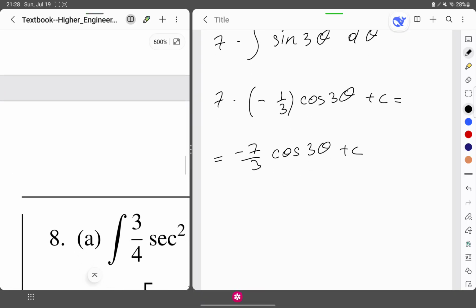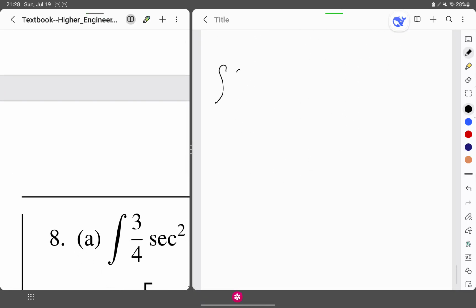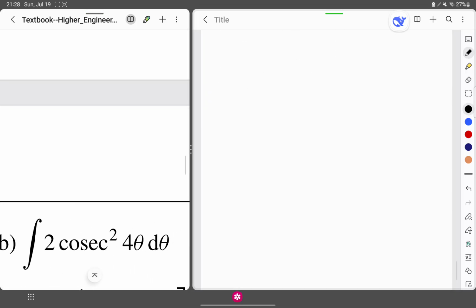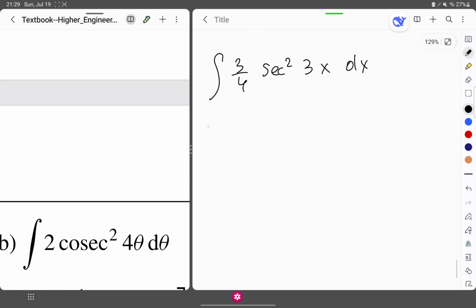They're really hard ones. 3 over 4 secant square 3x dx, and let's write this one. Is that enough for us? Yeah, it's enough. And 2 cosecant square 4 theta d theta. Okay, 3 over 4 times secant square 3x dx.